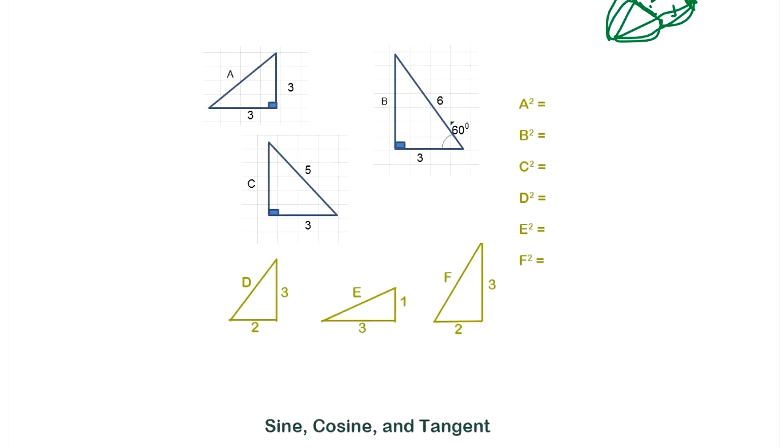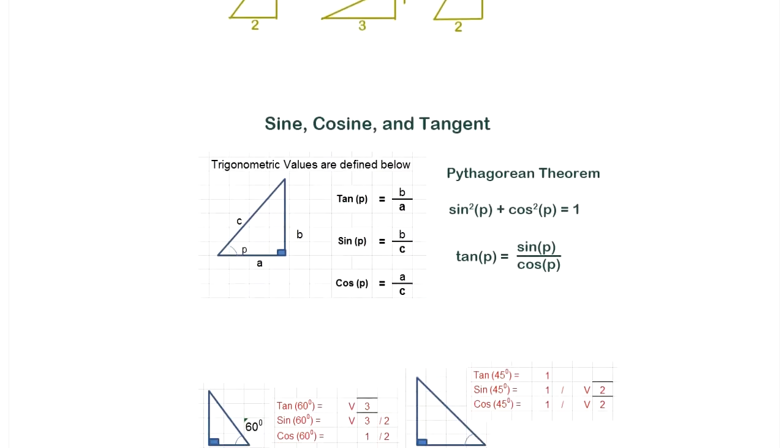So here's the exercise. Pythagorean theorem. Find A square, B square, C square, and D square, E square, F square. Okay. Sine, cosine, and tangent.